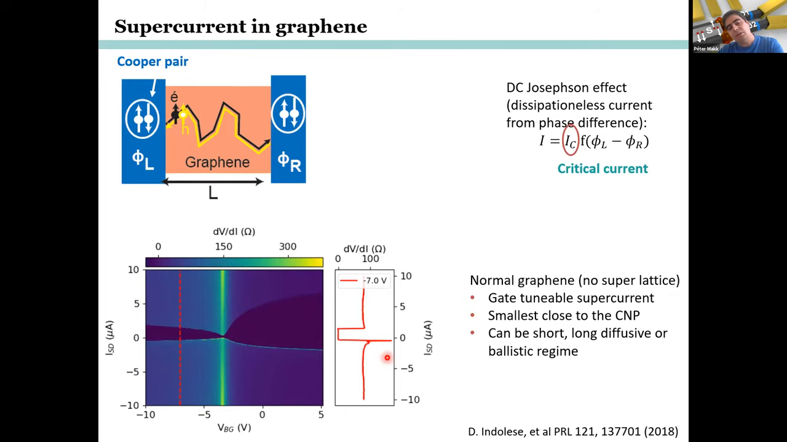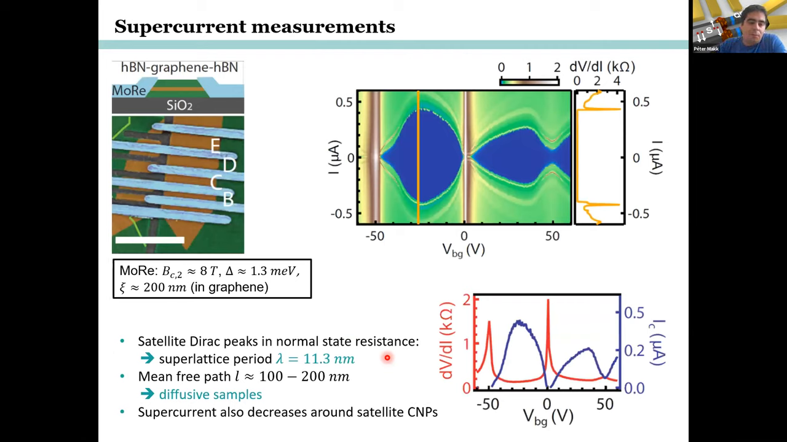So now what we have done is combine this kind of measurement with a superlattice. We have used molybdenum rhenium electrodes, which have a large gap. They can survive large magnetic fields, and you can still have a reasonable coherence length in graphene. Here is such a measurement, similar to the one I showed in the previous slide. Again, current bias, back gate voltage, and the differential resistance. What you see is that at larger gate voltages, away from the main Dirac point, the critical current starts to decrease.